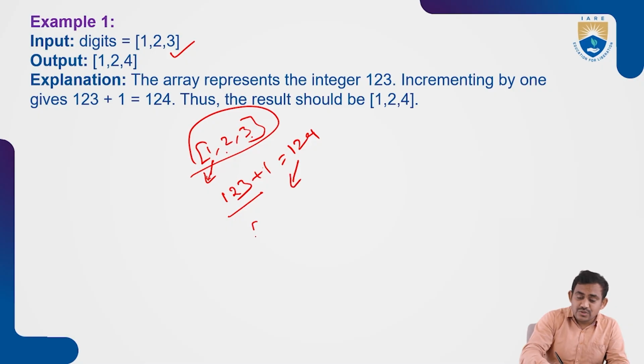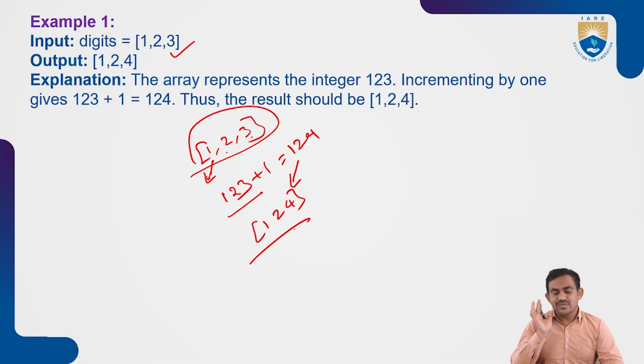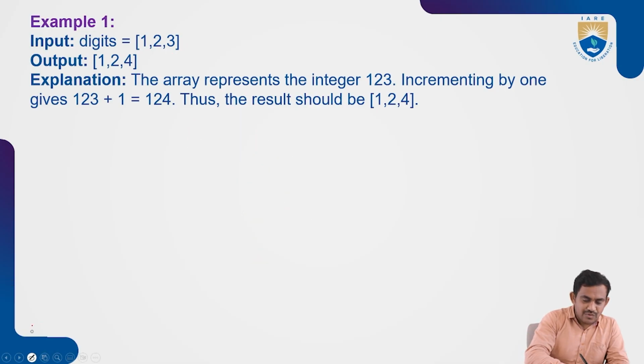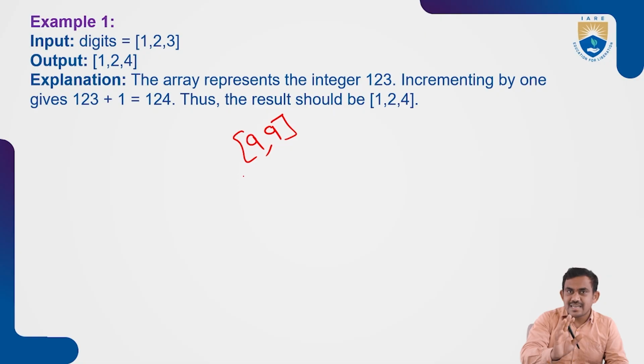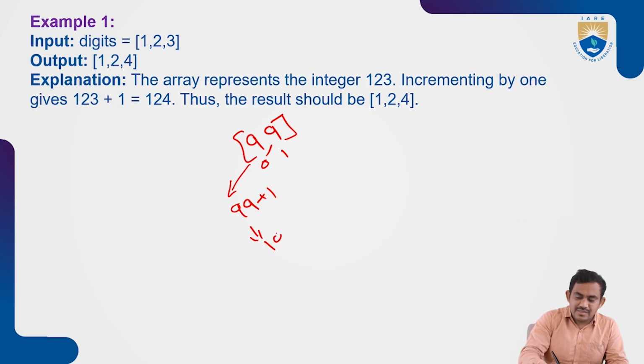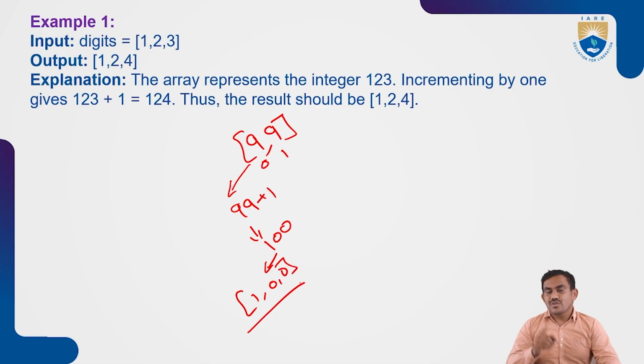Again you can convert that back into a list as 124. See, it's very simple. In the previous example, 9, 9 is your input, at the 0th index and 1st index. We will traverse the list and convert it into 99, plus 1. The total value is 100. This 100 needs to be converted into a list, 1, 0, 0. This is your output.